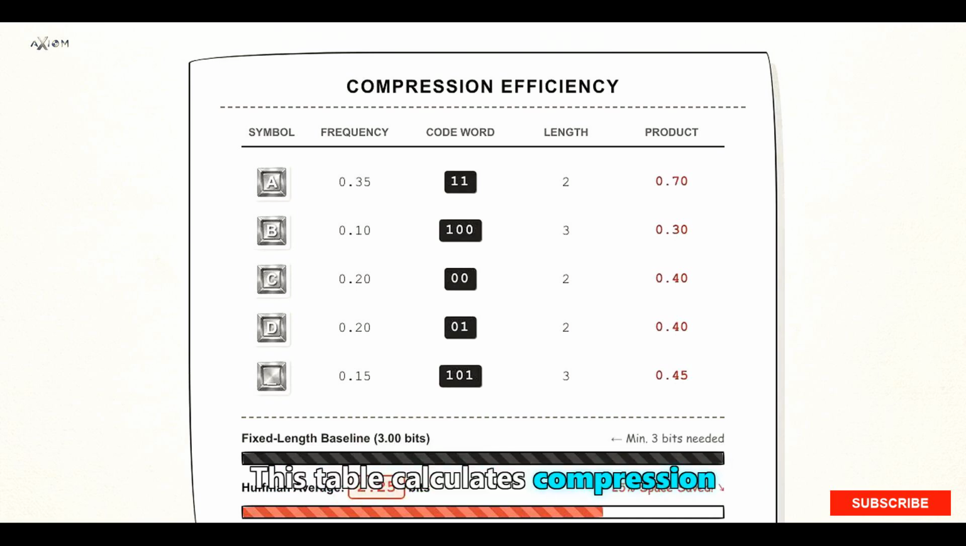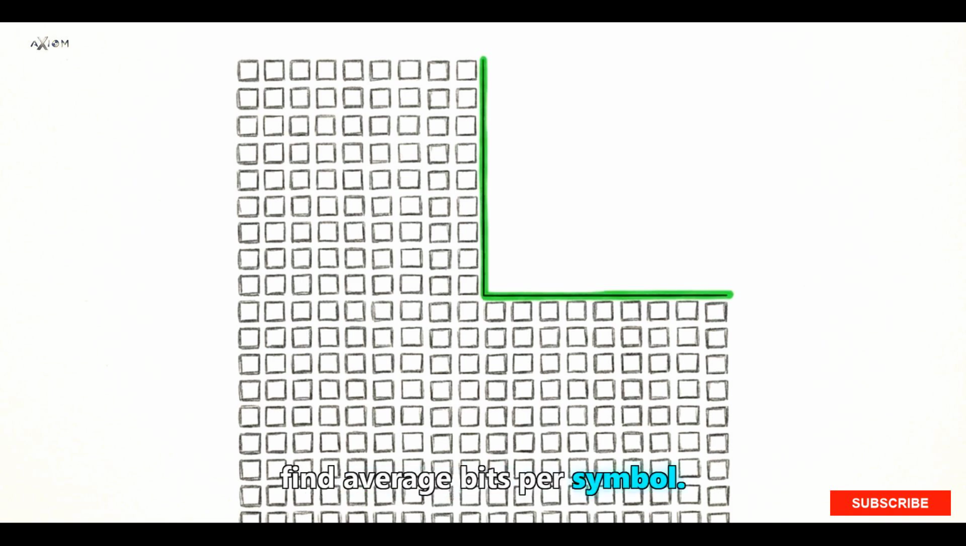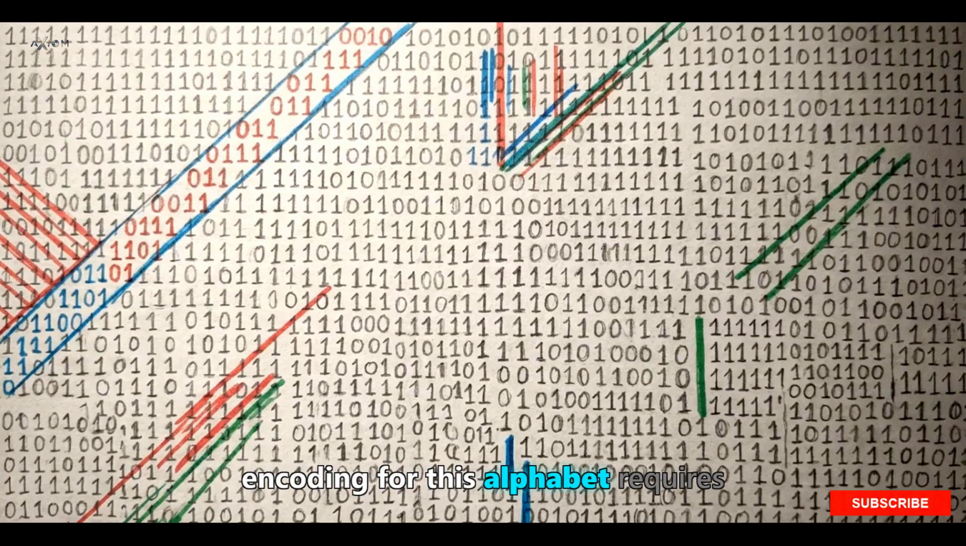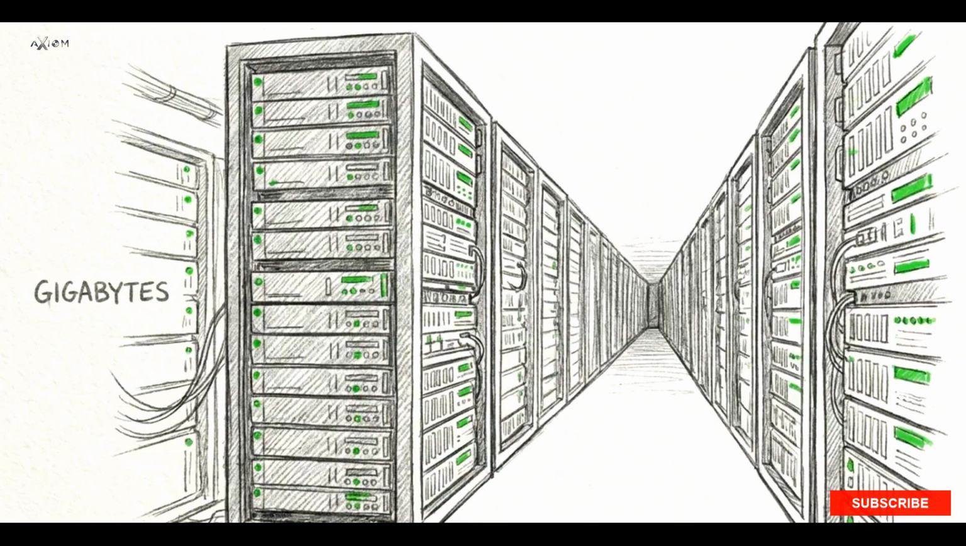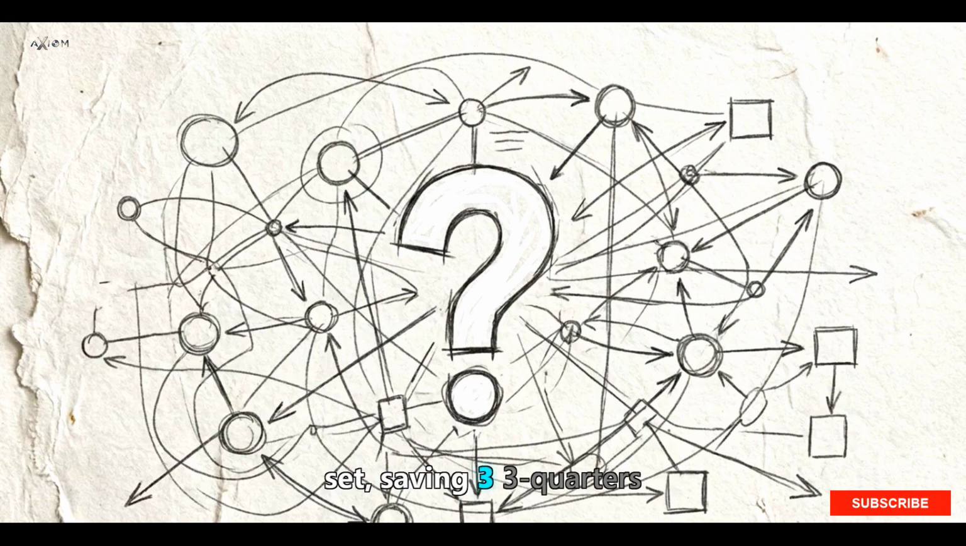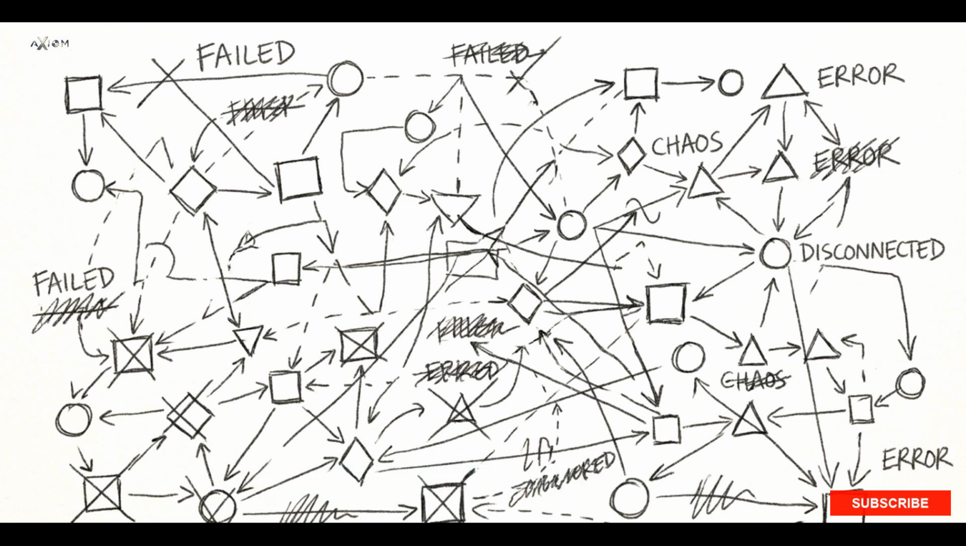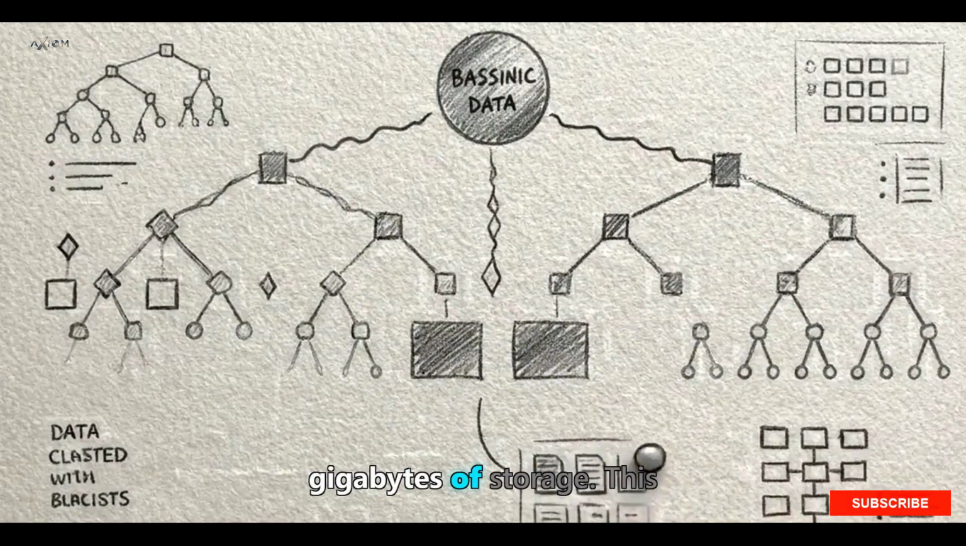This table calculates compression efficiency. We multiply each character's frequency by its new code length to find average bits per symbol. Summing these values yields exactly 2.25 bits per symbol. Standard fixed length encoding for this alphabet requires a minimum of 3 bits per symbol. The Huffman tree achieves a 25% reduction in the memory required to store this specific dataset, saving three quarters of a bit per character, which scales exponentially. Applied to files containing hundreds of thousands of characters, this mathematical advantage reclaims gigabytes of storage.